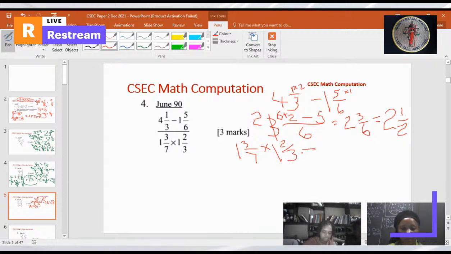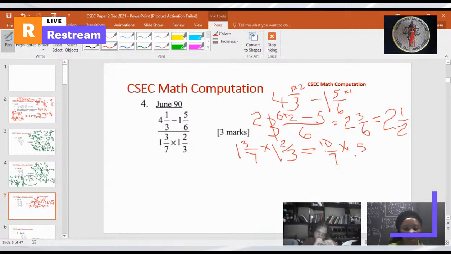What do we do next? You're going to change them to improper fractions. 1 times 7 plus 3 will give you 10. So it'll be 10 over 7. Then 1 times 3 plus 2 gives you 5, so you're going to reciprocate. It's going to be 3 over 5.